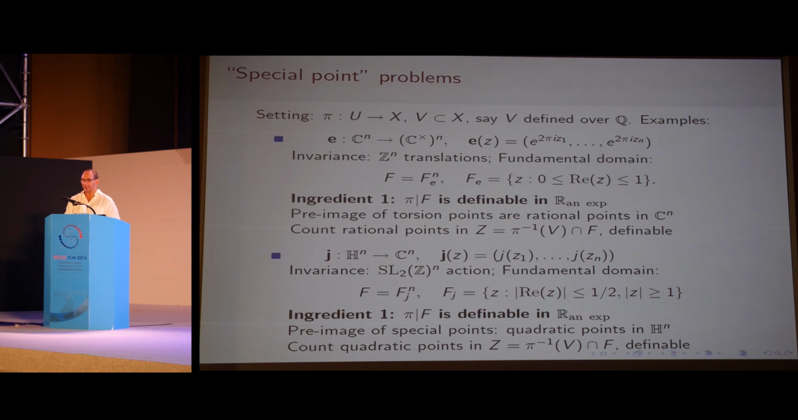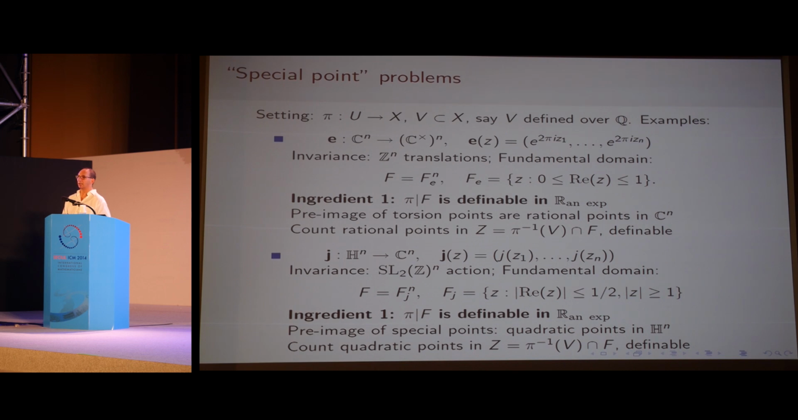And for C to the n, as a Shimura variety, it is the map from H to the n, the nth power of the upper half plane, given by the j function on each coordinate. And I'm going to assume for simplicity that the subvariety V is just defined over Q.